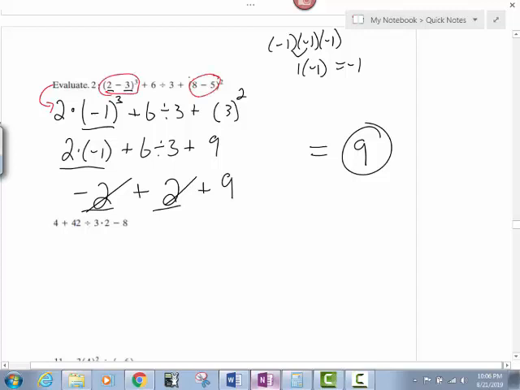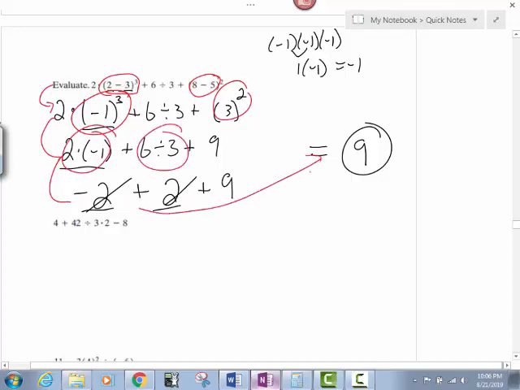We figured out that part. From this line to this line, we did one step. We figured out our exponents. From this line to this line, we did one step. We figured out that number, and we figured out that number. And then from this line to that line, we just went left to right.